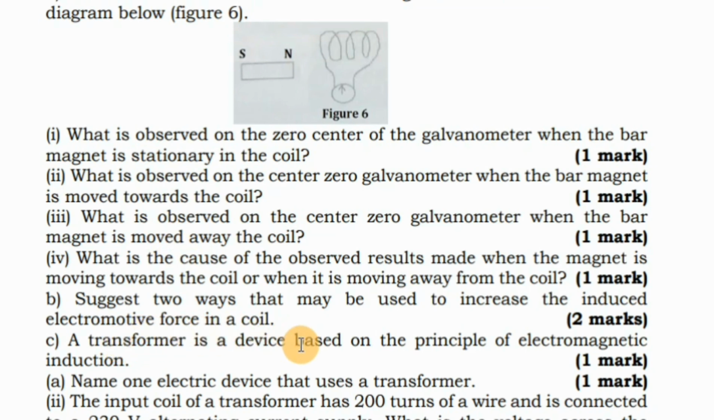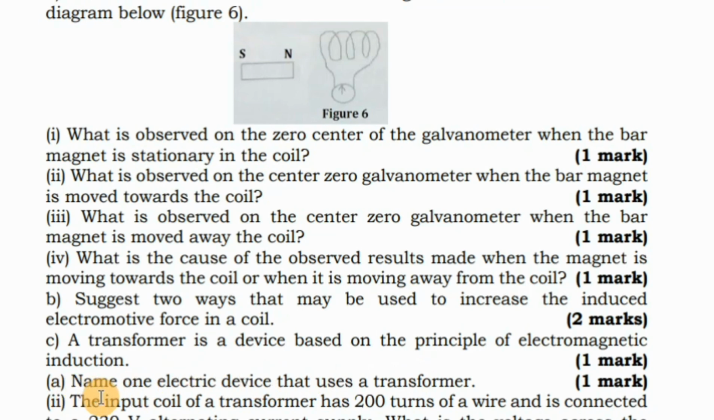Let us go for C. A transformer is a device based on the principle of electromagnetic induction. Name one electrical device that uses a transformer. Radio, telephones, and so on.